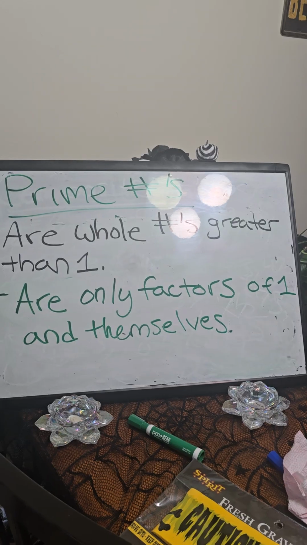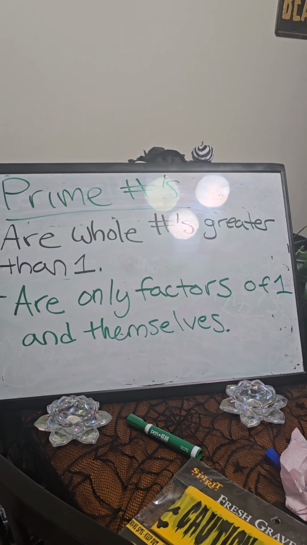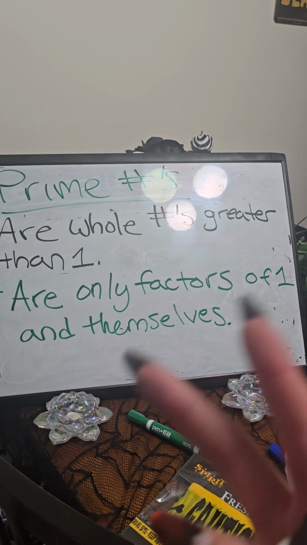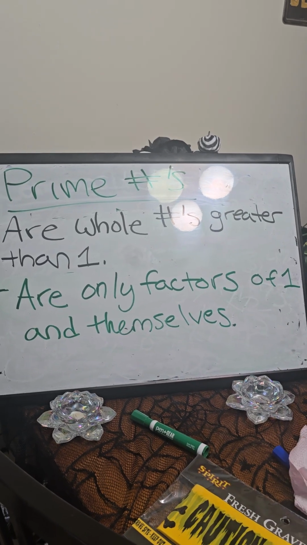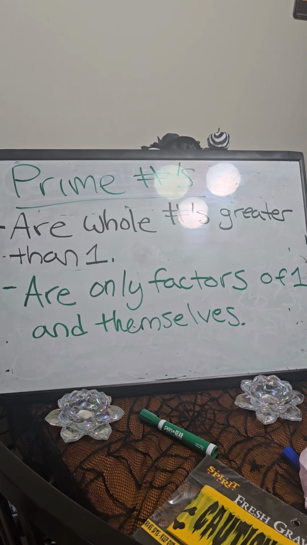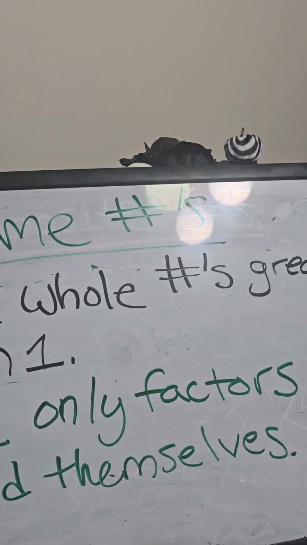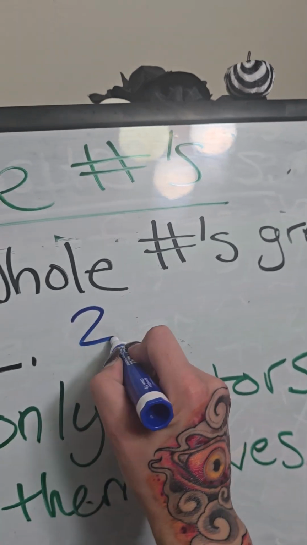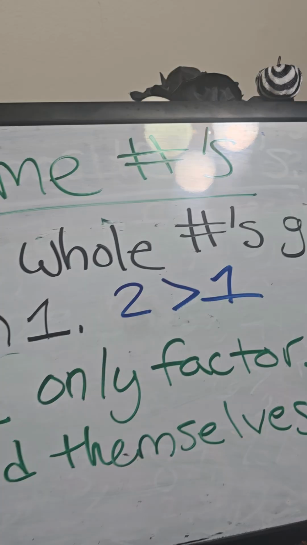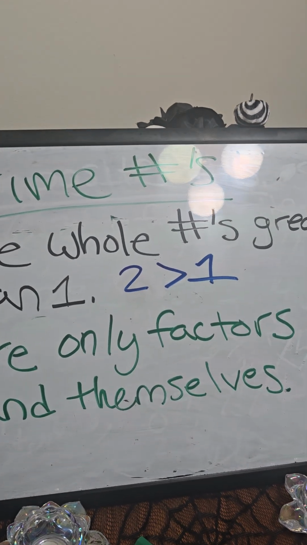So we said 2 is a prime number. 2 is a prime number because it's a whole number greater than 1, right? 2 is bigger than 1, and it's a whole number. There's no decimal or fraction. So 2 is greater than 1, and we'd show that like this. We'd do 2 is greater than 1. That's how we write that.